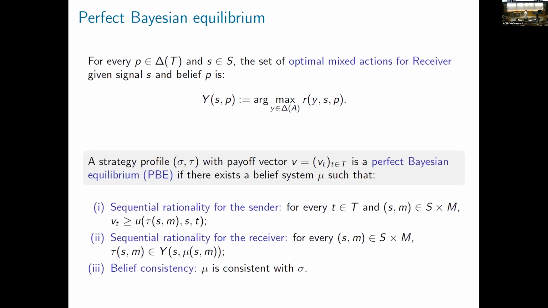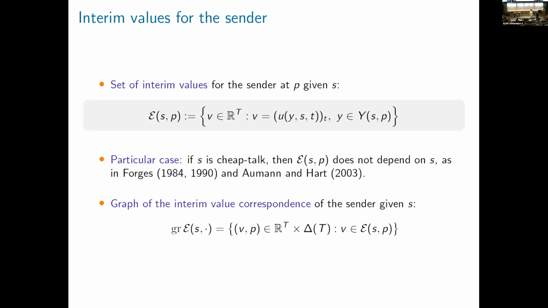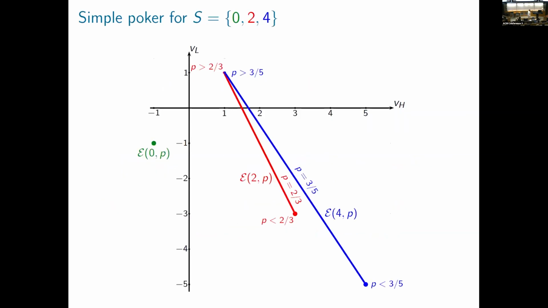Right? Okay. With that, now I can define the main object, which is the correspondence of the interim value for the sender. So script E of S, P is a set of payoff vectors, one real valued payoff per type, given the signal that has been sent, and given the belief of the receiver, and for all the possible actions that the receiver can take given the signal or belief. So that's why it's a correspondence, because when the receiver is indifferent, there might be several points there, and this is going to play an important role in characterizing all the equilibria. All right? Okay, so let me skip the rest and just show you what happens for poker.